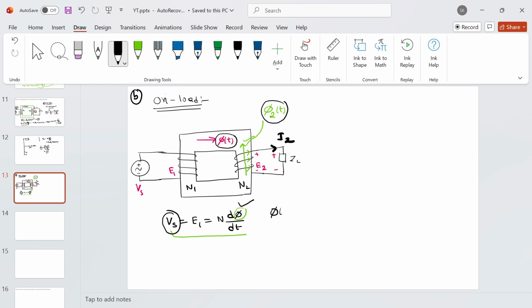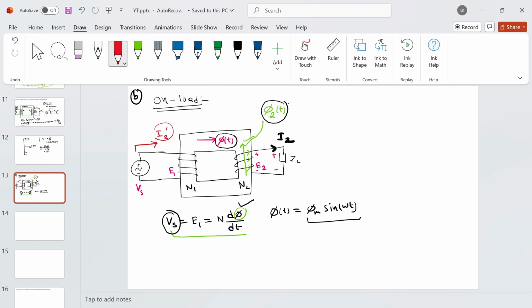If my phi of t was initially phi m sine omega t, even if there is any counter flux coming in the system, this particular quantity must remain the same. And how will this quantity remain the same? We have to draw a current from the primary side, some extra current, maybe it is I2 prime.